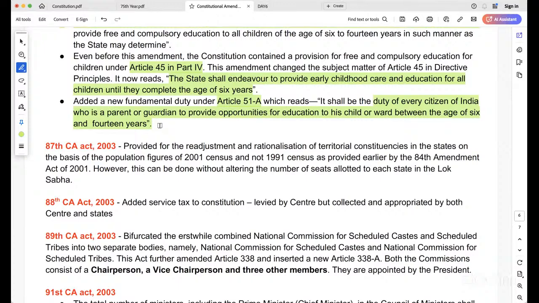So the 86th Amendment, the right to education, brought in changes in all three: fundamental rights, DPSP and fundamental duties. Are you able to correlate? It comes like a cycle, right? That is what it is. Any doubts here?